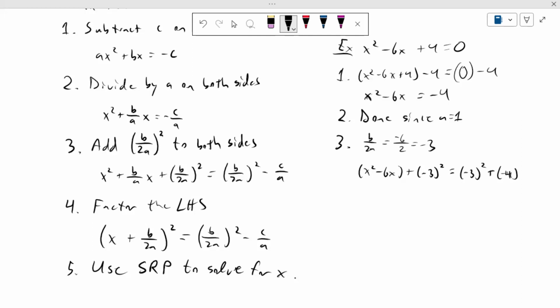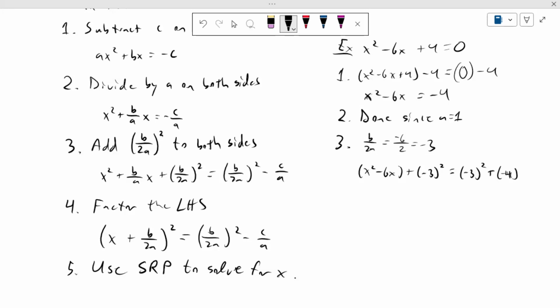Any questions on that so far? Notice that I did use parentheses there around my negative 3, because the entire quantity is getting squared there. B over 2a, the entire thing is getting squared, including the negative sign, so you'll always get a positive number from this.